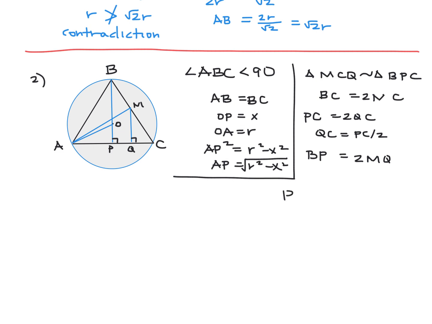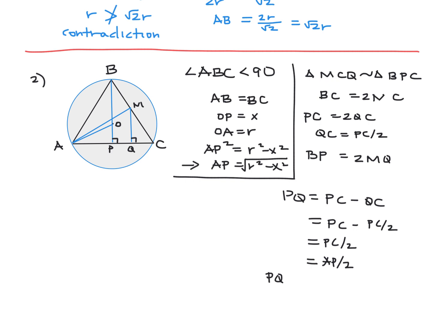And therefore, PQ would basically be PC minus QC. And therefore, that would be PC minus PC over 2. So that's PC over 2. And since PC is the same as AP, right? Because if it's an isosceles triangle and you dropped a perpendicular and it came to P, then AP would be the same as PC. That's AP over 2. And then AP we just figured out here. So we can conclude that PQ is this R squared minus X squared square root all over 2. Okay.